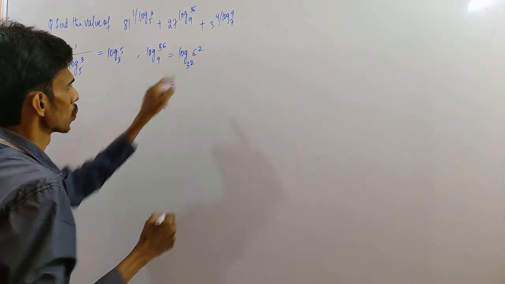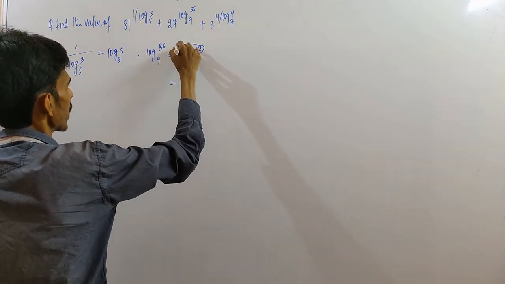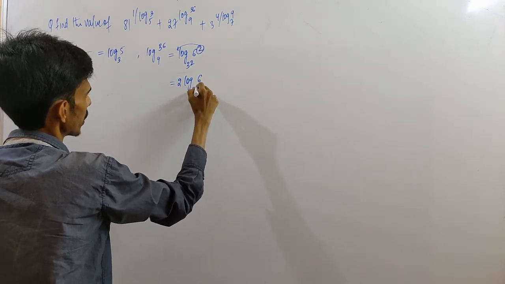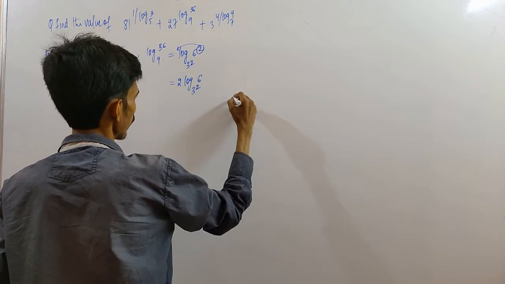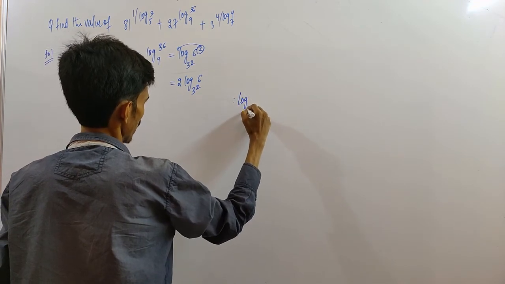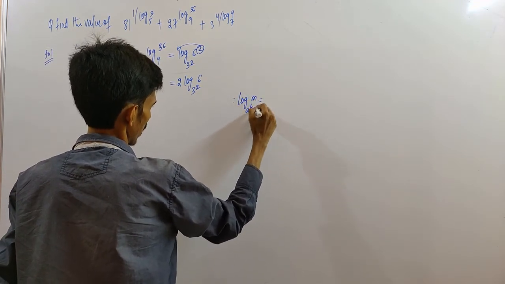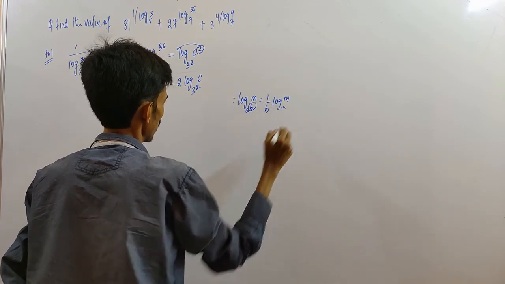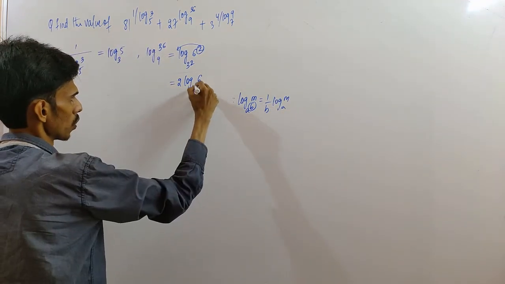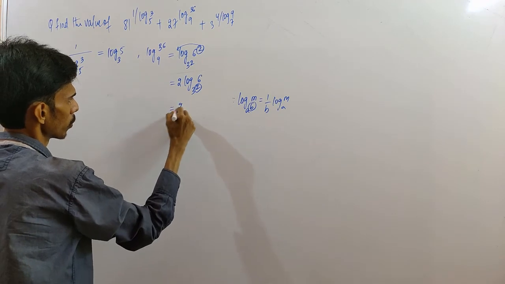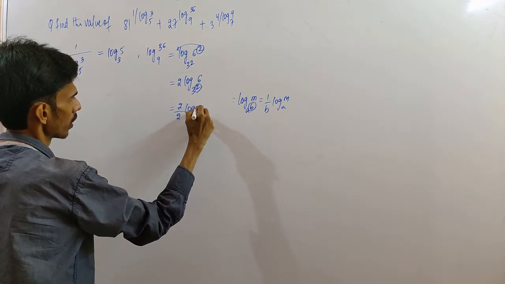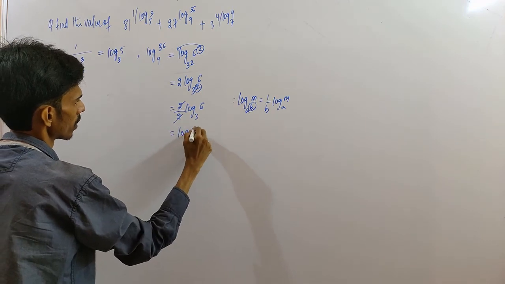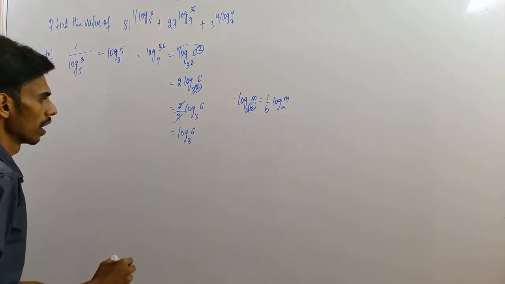Now this 2 will come here, so it will become 2 log_6 3^2. We have one formula, log_{a^b} m: this b will become 1/b log_a m. Applying that here, this 2 will come here, so it will become 2 divided by 2 log_6 3, so it will become log_6 3.